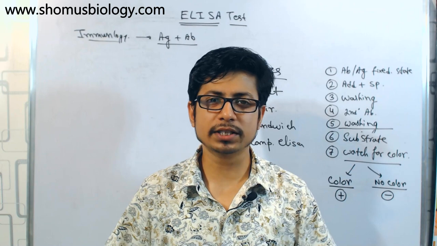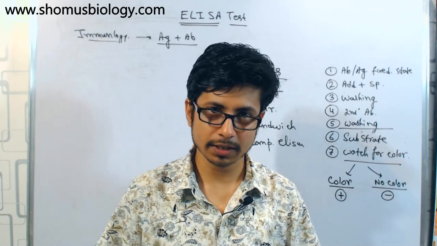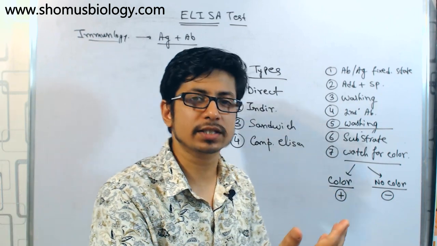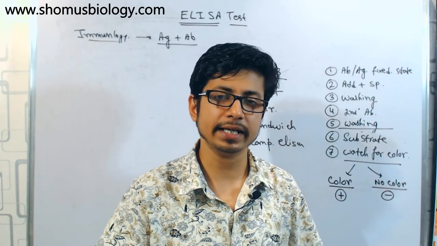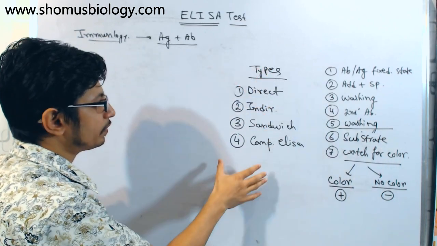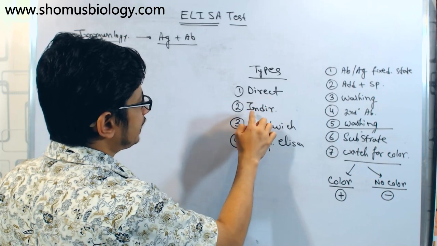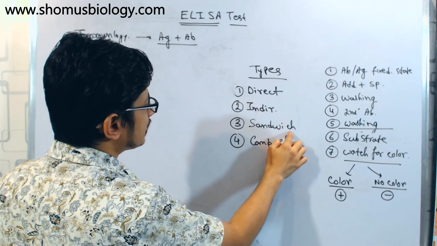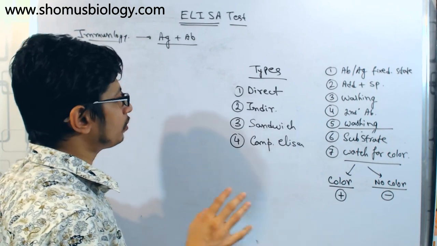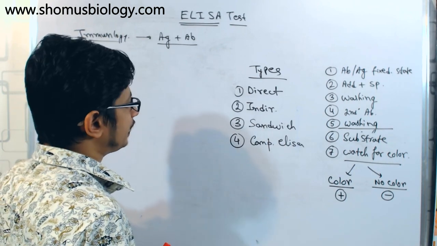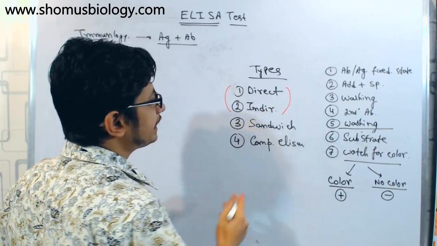In this video lecture, we want to talk about two variants of ELISA technique. If you recall the last lecture regarding the basics of ELISA assay, I discussed the types of ELISA. There are four types commonly used: direct ELISA, indirect ELISA, sandwich ELISA and competitive ELISA. In this video we want to talk about the first two types, which are more common and easier: direct and indirect ELISA technique.